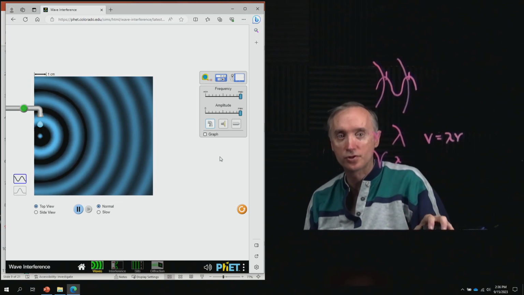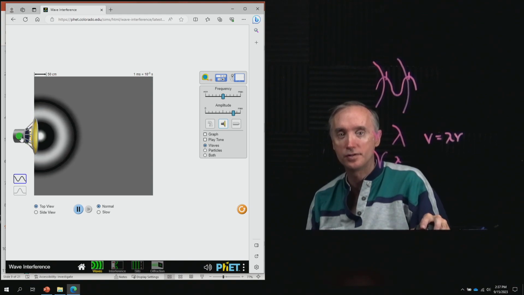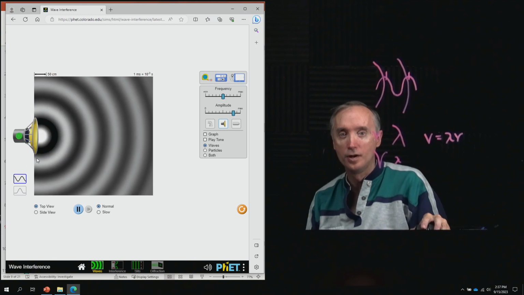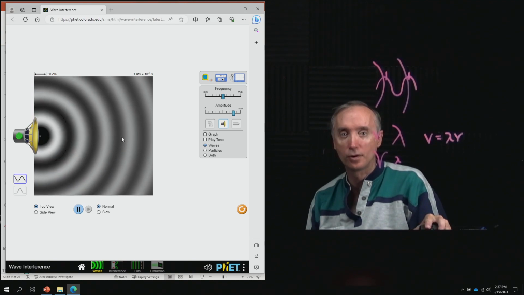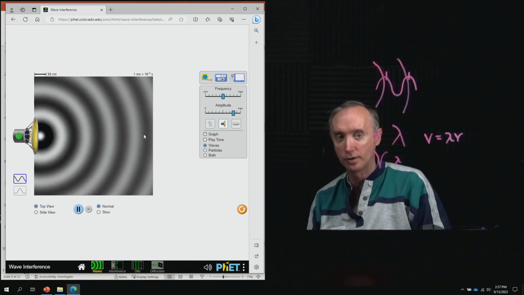We could also change this from a dripping faucet to a sound wave, and you get a very similar looking situation. Notice that the further away you get, the weaker it gets. That's that 1 over r squared thing.